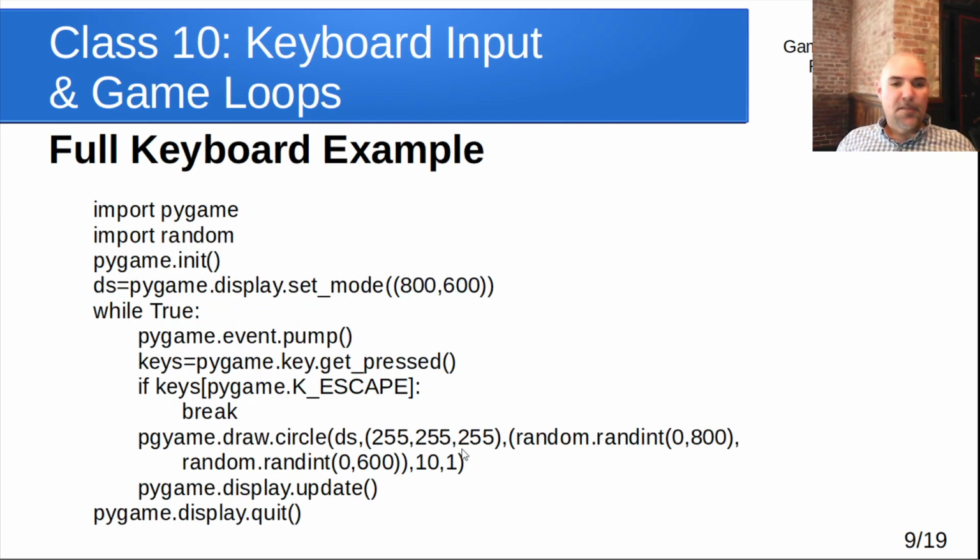So here's a full keyboard example. If you type this in, essentially what it does is it gives us a display, and it's going to over and over again create random circles on the screen until we press escape. So notice what it does. We pump the event queue, pygame.event.pump. Keys equals pygame.key.getPressed. If keys[pygame.K_ESCAPE], if that's true, that means the key is pressed. So we break, and remember what break does? That immediately jumps us out of this while loop. So we're in the while loop, we immediately jump out, and then we do pygame.display.quit, which closes the screen. So in other words, if I run this program, it's going to wildly create circles all over the place as fast as it can until we hit the escape key.